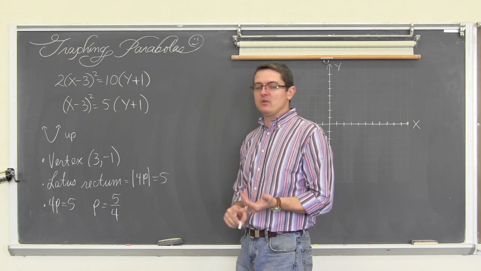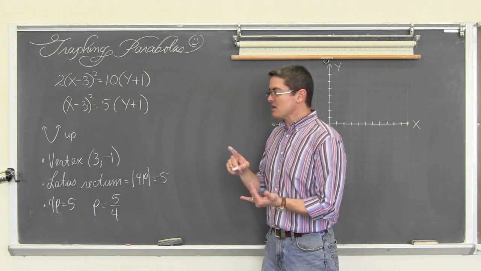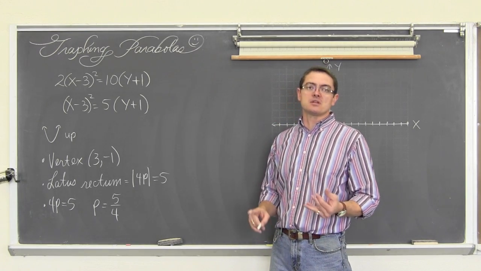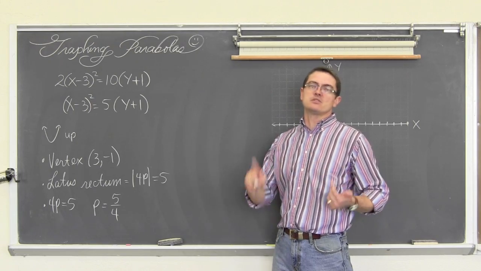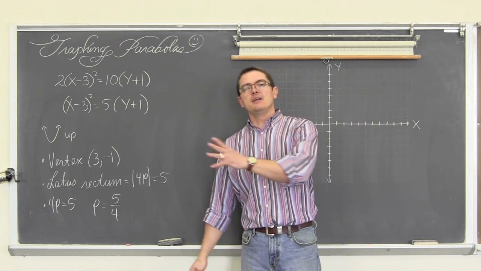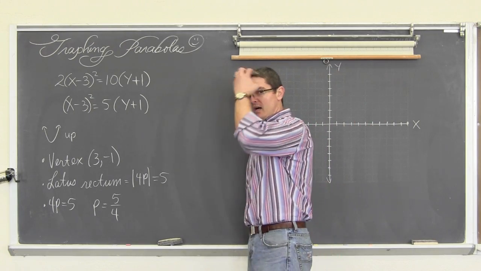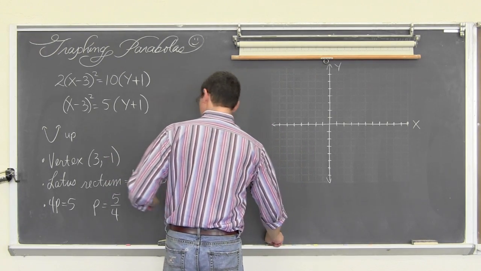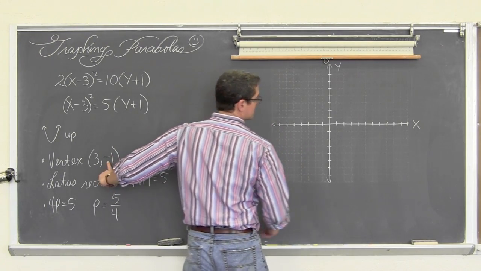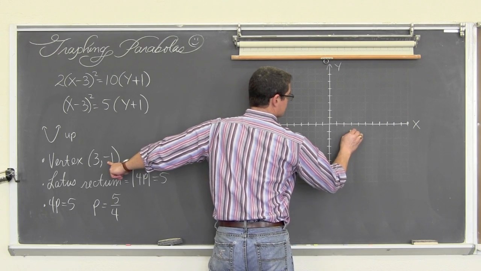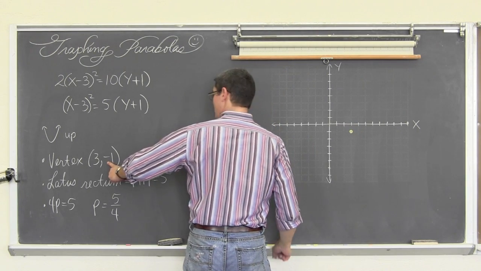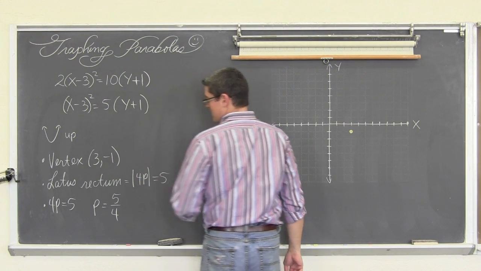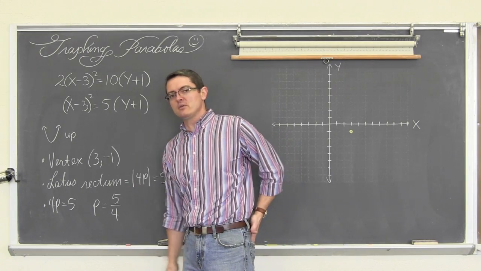And again, at this point, you could list off what the vertex is going to be, the focus, the directrix, the axis of symmetry, the directrix line, everything like that. I do the pictures first because I'm really more visual. I need to see it. So our vertex is at 3, -1. So 3, -1 is going to be our vertex. Our directrix is going to be 5/4 of a unit away.